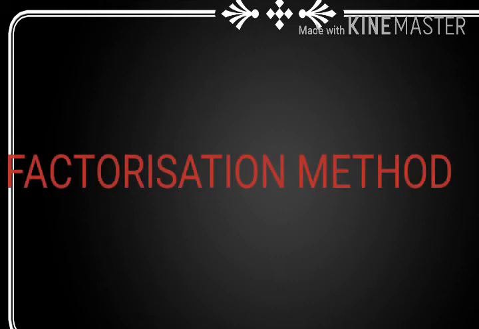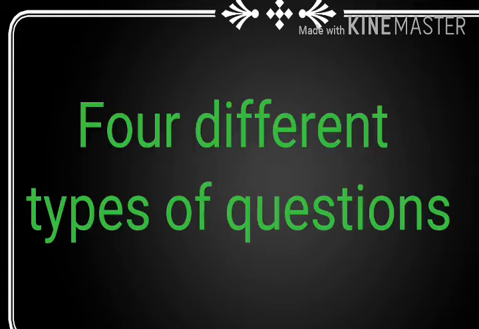Now we can discuss the method of factorization for finding the solution of a quadratic equation that you already studied, that we can just revise once more. There are 4 types of questions in this method. 4 different types of questions will come in this method. That is the splitting the middle term method that you already studied last year. So those 4 methods we can now revise.